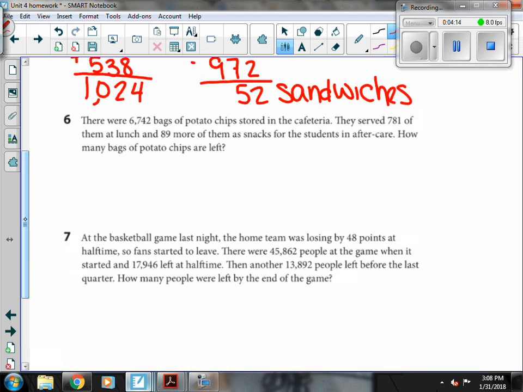Number 6. There were that many bags of potato chips in the cafeteria. They served, so I'm going to get rid of, so that's a subtract, 781 of them at lunch, and 89 more of them as snacks. How many are left? I'm going to first add to find out how many they gave away, because I'd rather do one addition problem and one subtraction problem than 2 subtraction problems. But if you want, you could do 2 subtraction problems. You could do the first one, and then take away 89 more.